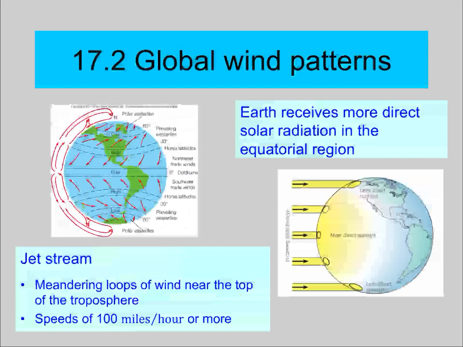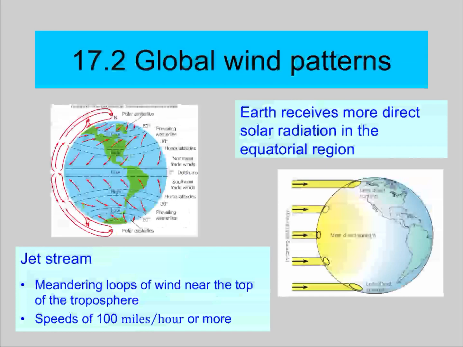So global wind patterns are not our local wind. The global wind patterns are going to be because Earth's receiving more direct solar radiation in the equatorial region, meaning around the equator. So if you think about it like a flashlight, if you hold a flashlight straight against the wall and it makes a nice fine circle, you can concentrate most of that light in a small area.